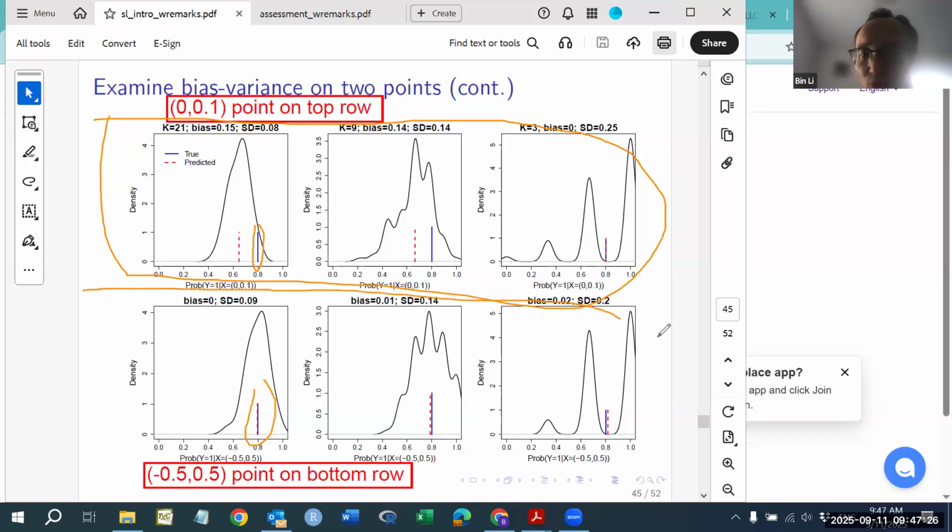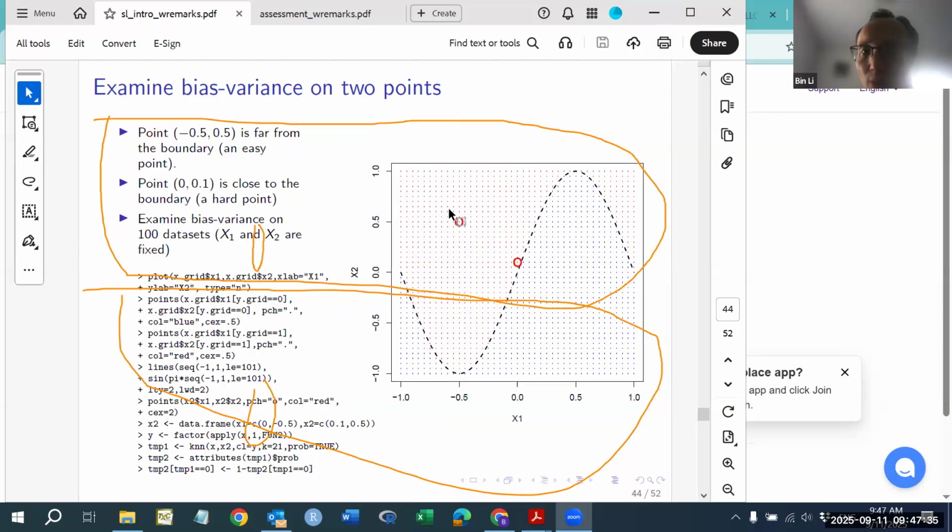The top row is for the difficult point, which is 0 and 0.1, and the bottom row is for the easy point. Is that clear? So the top row is for this point, the difficult point, and the bottom row shows the easy one.